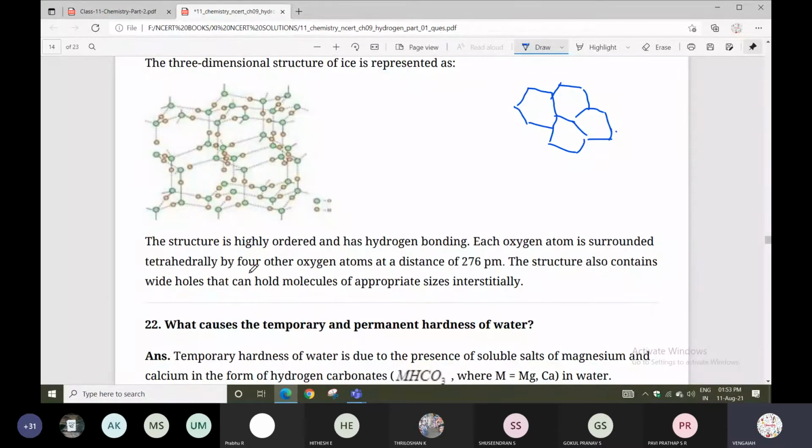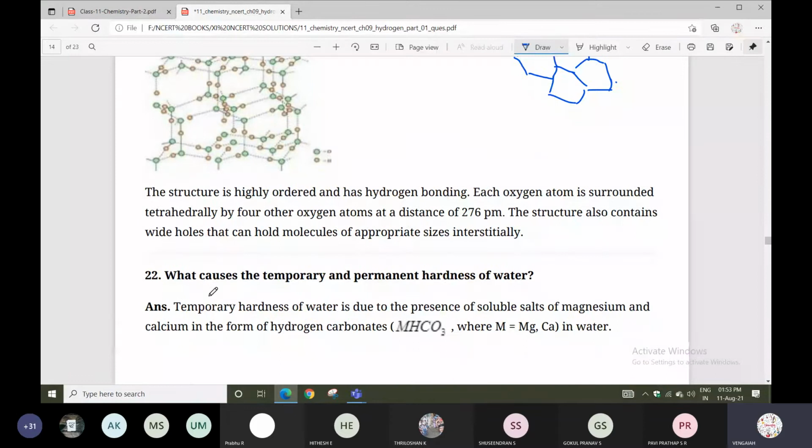So it will be highly ordered due to hydrogen bonding. H2O contains hydrogen bonding, even HF also contains hydrogen bonding and NH3 also contains hydrogen bonding. But here each oxygen atom is surrounded tetrahedrally by 4 other oxygen atoms, and the bond distance is also given, 276 picometer.